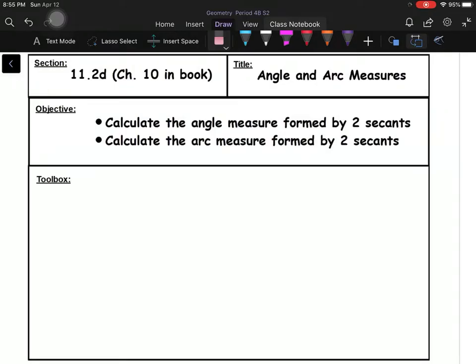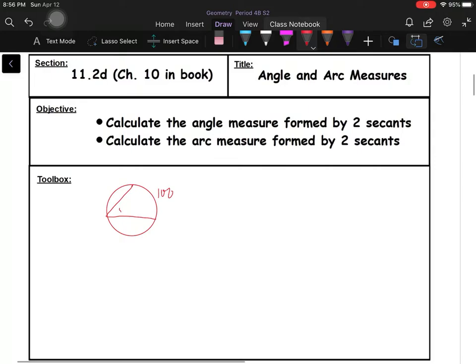Okay, this is the final section of the chapter, so I just want a real quick review of what we talked about last week. Last week we looked at angles that happen on the circle. So if the arc is, let's call this 100 degrees, then your angle measure is going to be 50. So it's half the arc equals the angle. And I should say the measure of the arc, if we're being technical, and the measure of the angle.